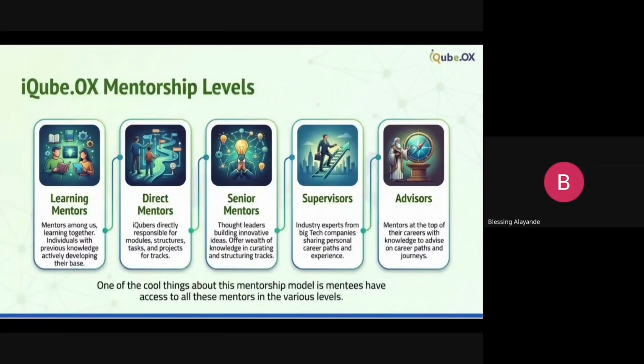Then we have senior mentors. Senior mentors are thought leaders. They've worked on several projects at different companies. They've built ideas. They've been able to curate tracks and learning plans. They've been able to build projects, so they would be able to put you through on industry-leading projects.